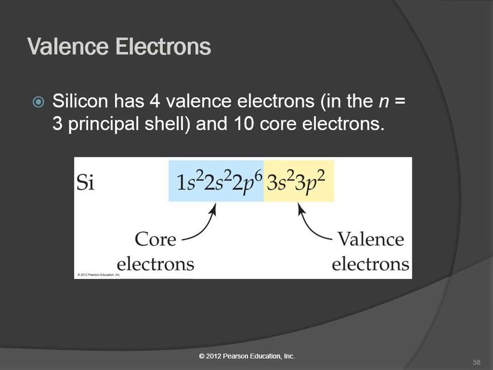I don't want to be blue. Be orange. Different. Okay? So there's 4 electrons there. Those are the valence electrons. They're the ones on the highest level. Everybody else below them, those are the core electrons. How many core electrons? 10. So here we have 10 core electrons.